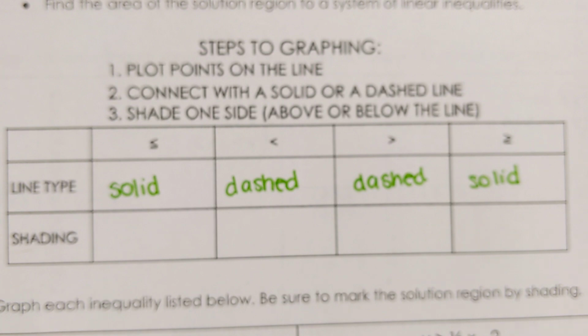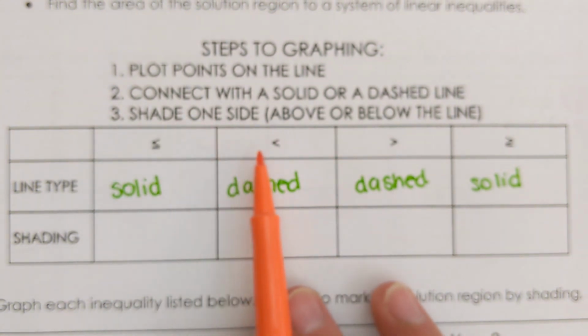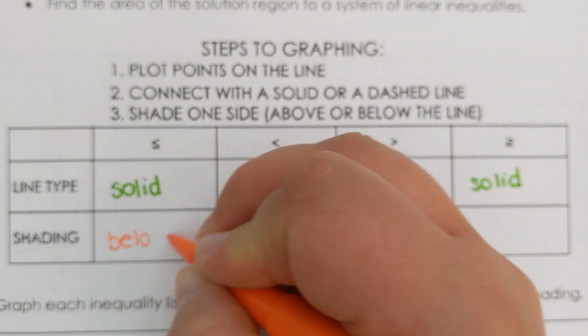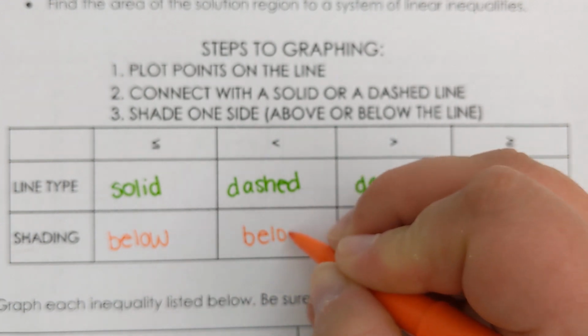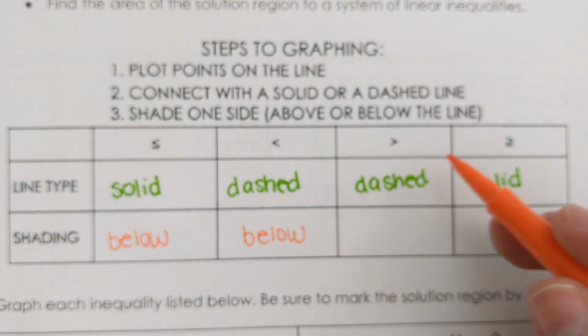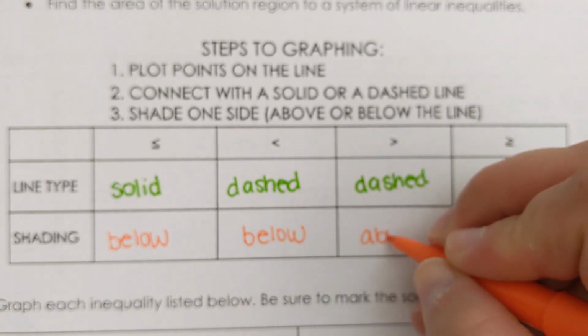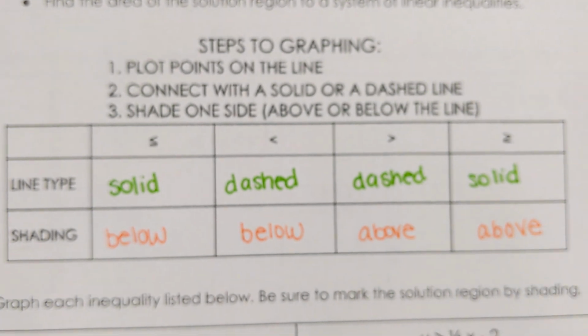Then, whether you shade above or below is based off of whether it's less than or greater than. So these two over here are less than because the pointy end is on the left, so we're going to shade them below. Hopefully it seems kind of natural that less than would go below, and then greater than, where the pointy end is on the right, will be shaded above. Okay, up for greater, down for less.